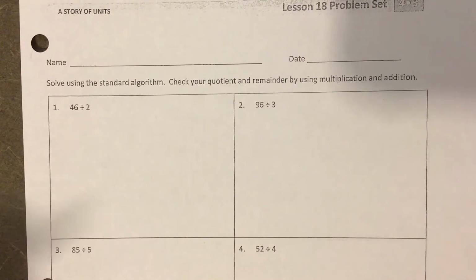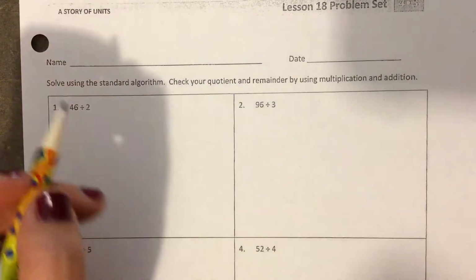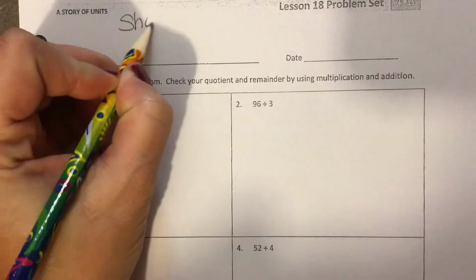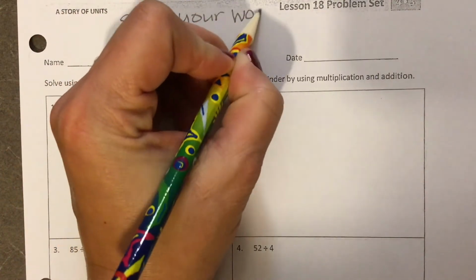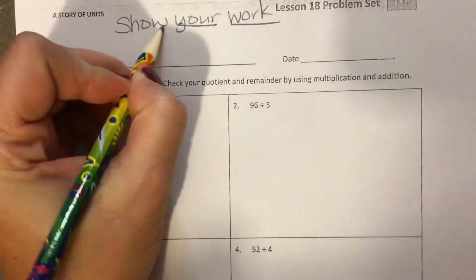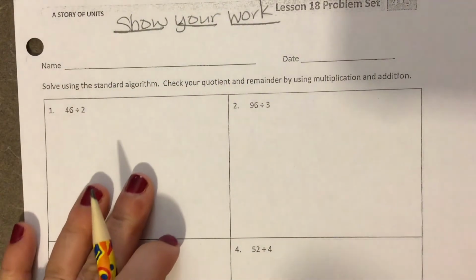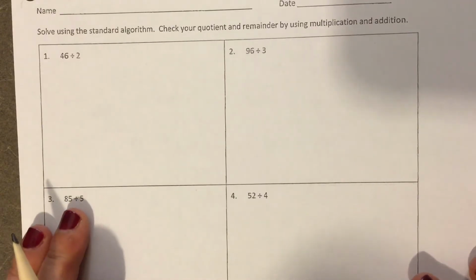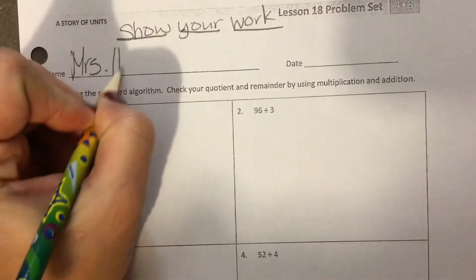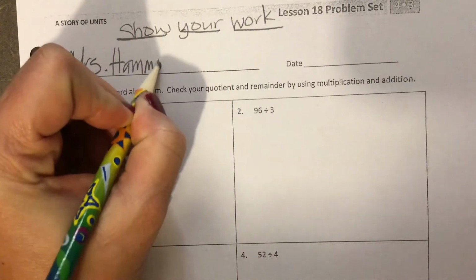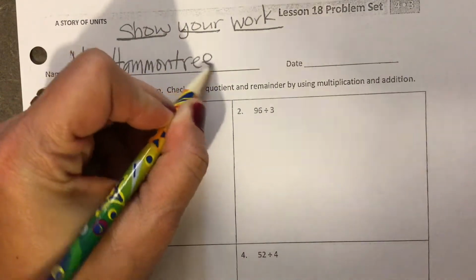But if partial quotient is what you would like to use, make sure you show your work, especially if you want to get into advanced math one day. All right, so don't forget to put your name on your paper. And yes, try and use your last name.